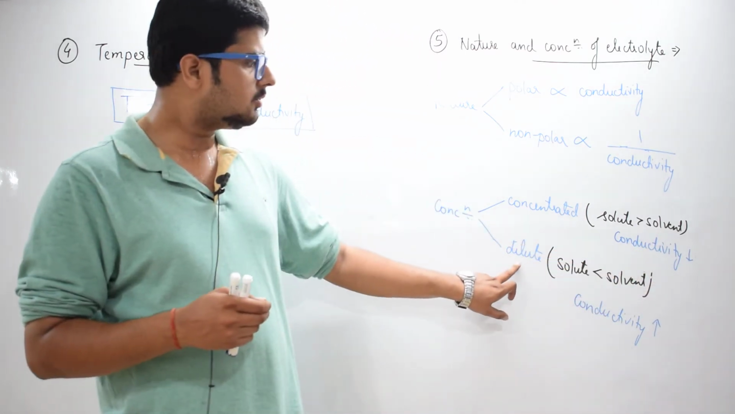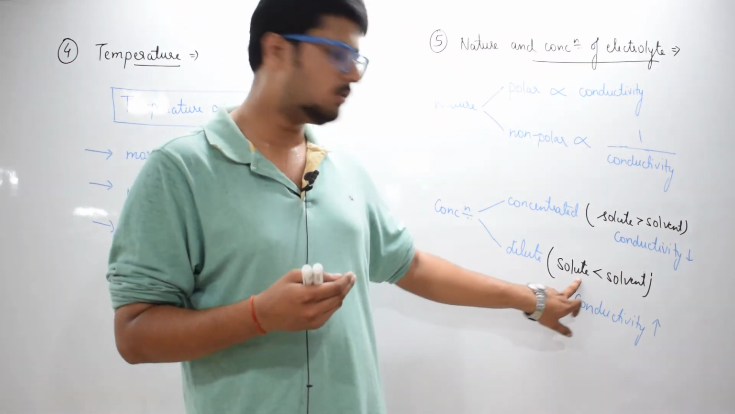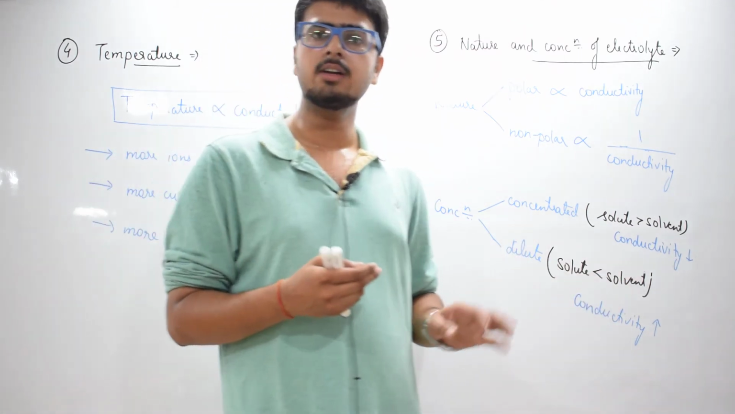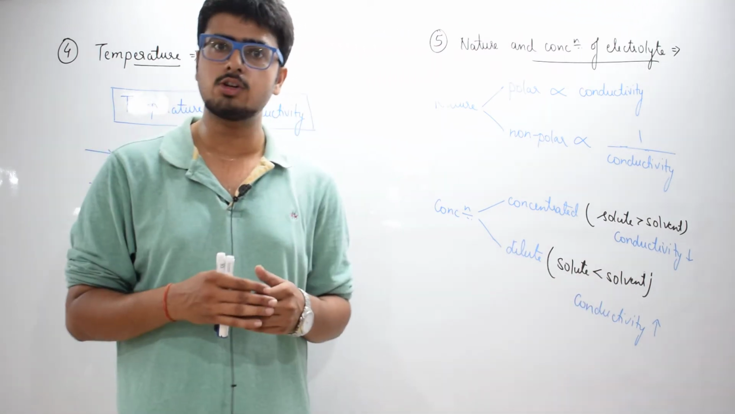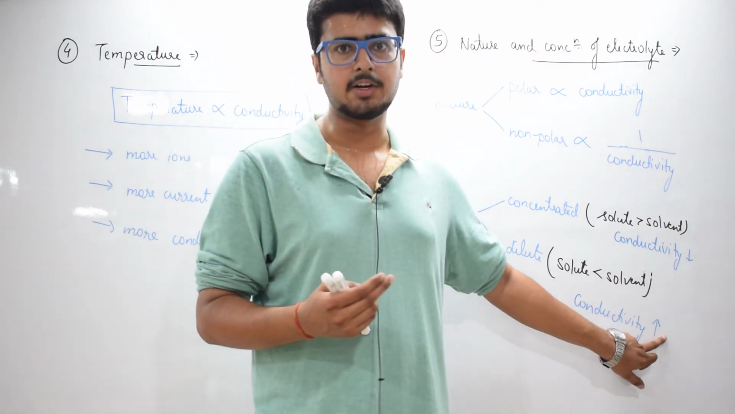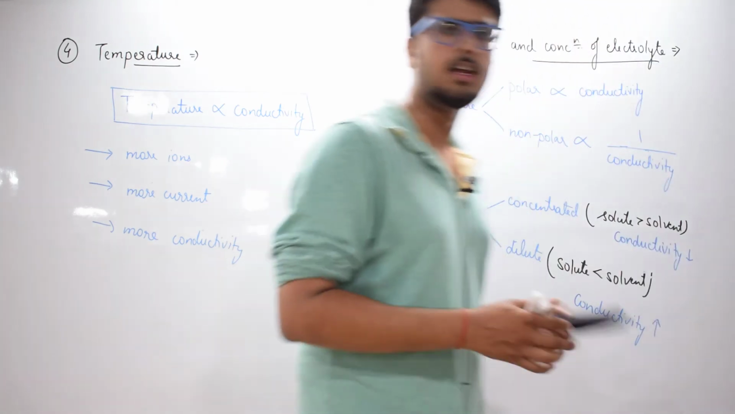And if there is a dilute solution, the amount of solute is lesser than solvent. Since the amount of solute is lesser than solvent, that means more will be the formation of ions, more will be the current, and hence more will be the conductivity. So, these were the factors which affect the conductivity of an electrolytic solution.